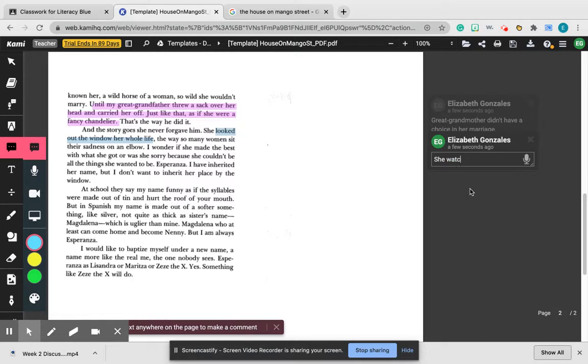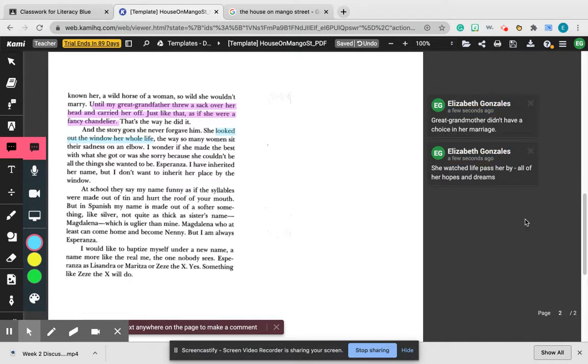Oops. She watched life pass her by. Okay? She didn't really, she kind of saw all her hopes and dreams pass by the window. All of her hopes and dreams. And as you guys get in the habit of annotating yourself, I want you to talk to yourself like I'm talking, like, what is this saying? Or, okay, I think this is what it's saying. Because that's how we process it, right? That's how we're able to pull that information out.